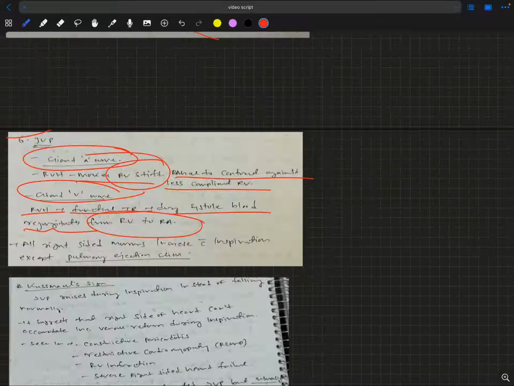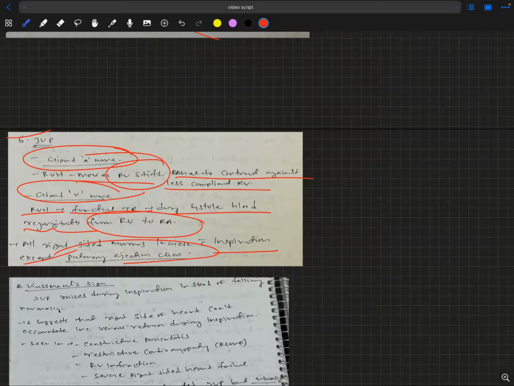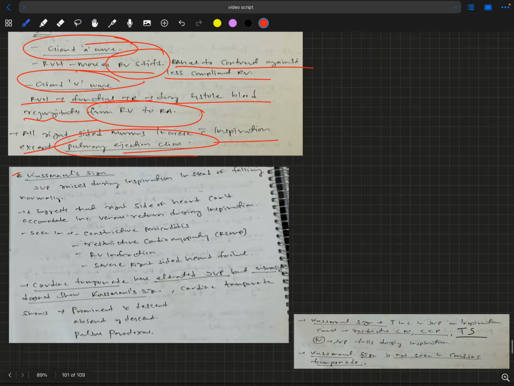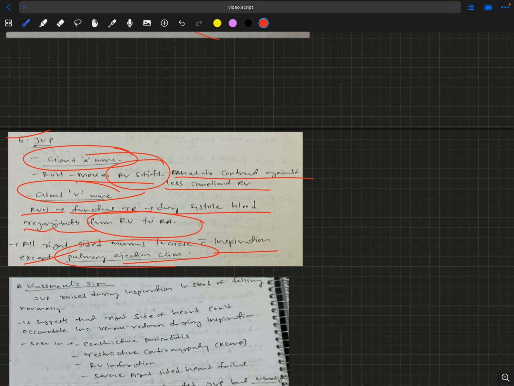All right-sided murmurs increase with inspiration except the pulmonary ejection click. This you have to remember. When we take inspiration in case of TR, the murmur intensity increases, the Carvallo sign. The general rule is that all right-sided murmurs increase during inspiration and all left-sided murmurs increase during expiration. But there is an exception, the pulmonary ejection click. It is a right-sided finding, heard in pulmonary stenosis, but its intensity does not increase with inspiration.